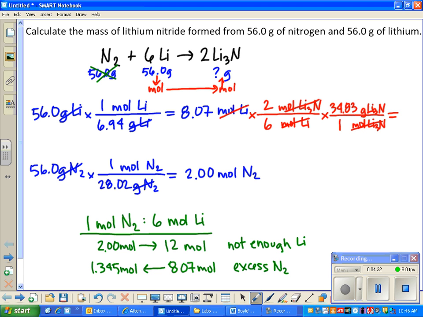At this point, I start at the beginning so that I don't have rounding in the middle of my problem. So in my calculator, I would type in 56.0 grams of lithium divided by 6.94. And times 2 divided by 6 times 34.83. The answer with 3 significant digits is 93.7 grams of lithium nitride.